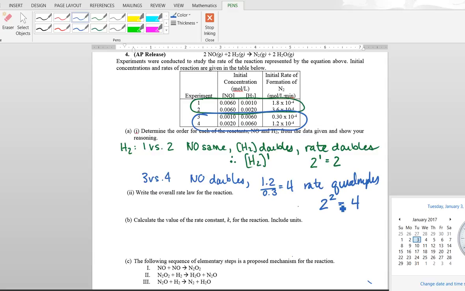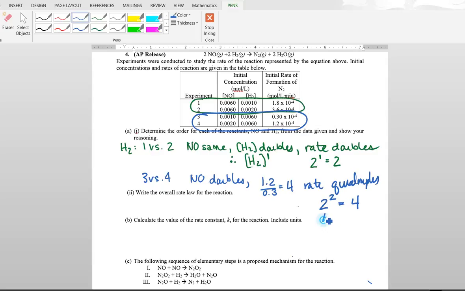So NO must be second order. So the overall rate law is rate equals the rate constant k times H2 being first order, and NO is second order. So it's H2 times NO squared. And the 1 you could write in if you want, or leave it off. So if you don't write anything, then that means a 1 is assumed.